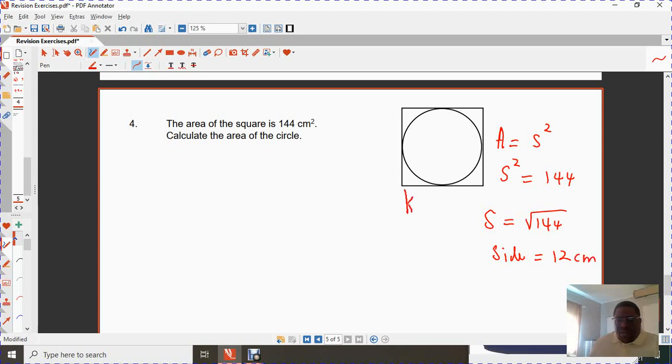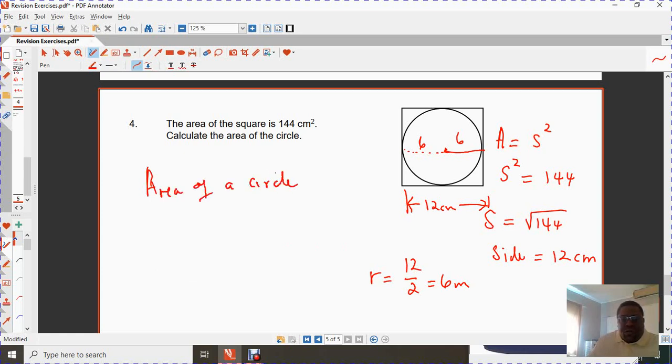That means this distance from here to there is 12. That means that distance there will be 6, because the whole distance all the way should be 12. So we now know the radius is 6 centimeters, and in order for you to calculate the area of a circle, you multiply pi times your radius squared. In this case, it will be 6 squared times pi, which is 36 pi.